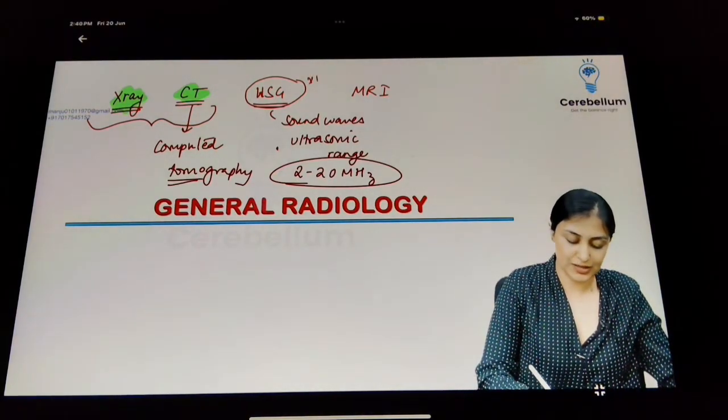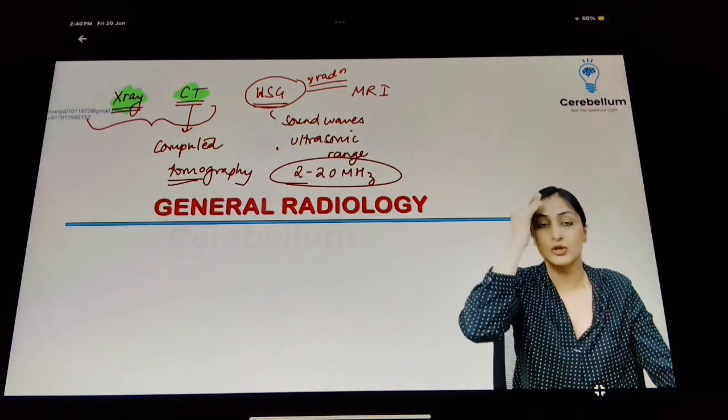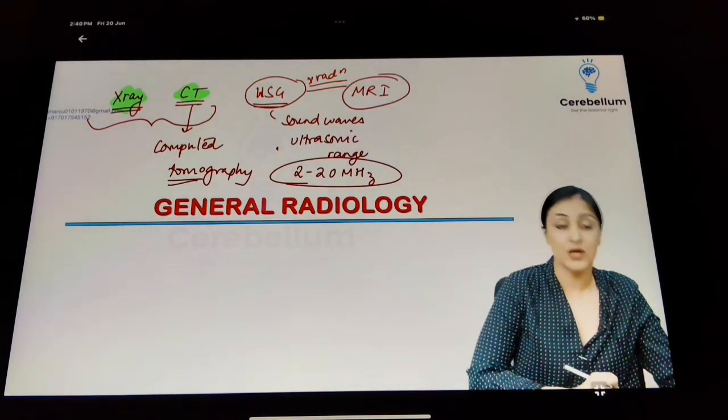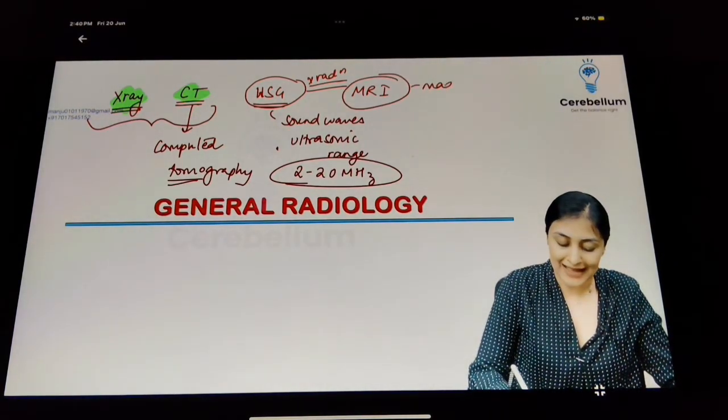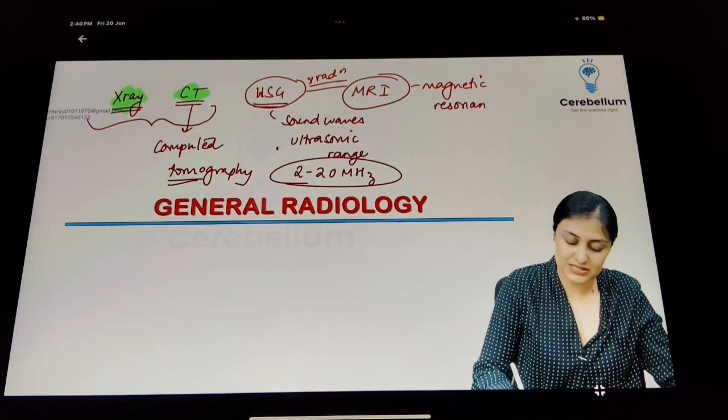Ultrasound doesn't have radiation. No ionizing radiation. That's why I can do it in pregnancy. That's why I can use this in children, preferably. MRI now is magnetic resonance imaging. Magnetic resonance. So here, what I'm using is a giant magnet.